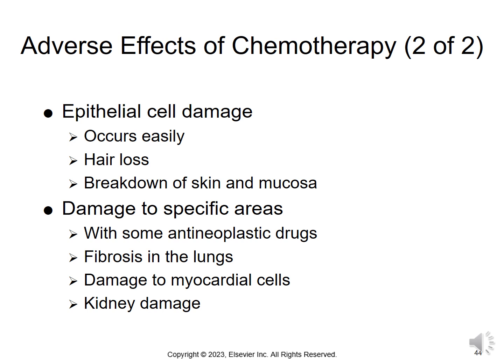Epithelial cells are easily damaged because of the ongoing mitosis. So hair loss, known as alopecia, and breakdown of the skin and mucosa can occur frequently. Stomatitis in the mouth and diarrhea are also common problems and can contribute to malnutrition. Candidal or yeast infections are common in the mouth. In addition, some anti-neoplastic drugs can have damaging effects in certain areas, like in the lungs, where it can cause fibrosis, or it can damage your myocardial or heart cells.